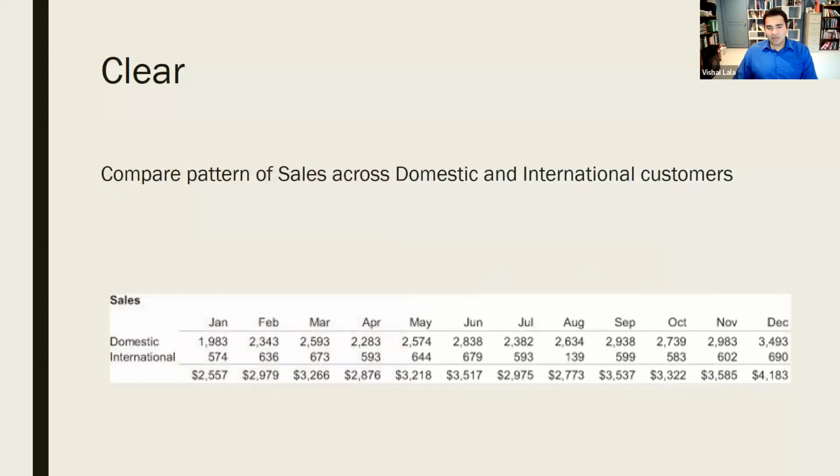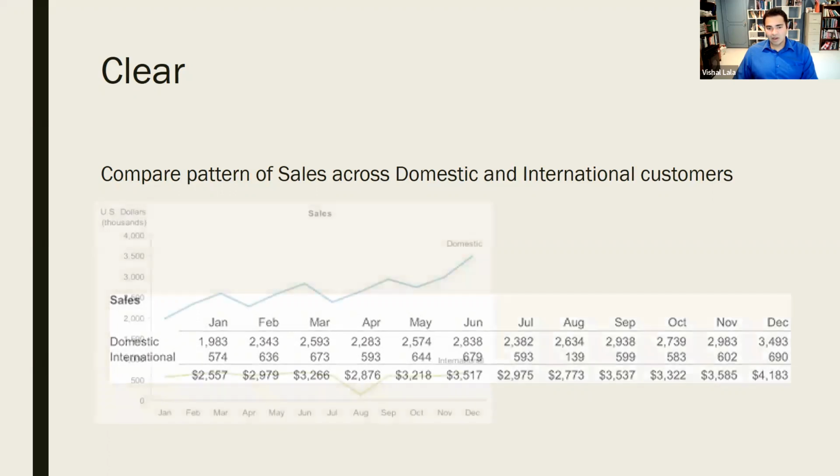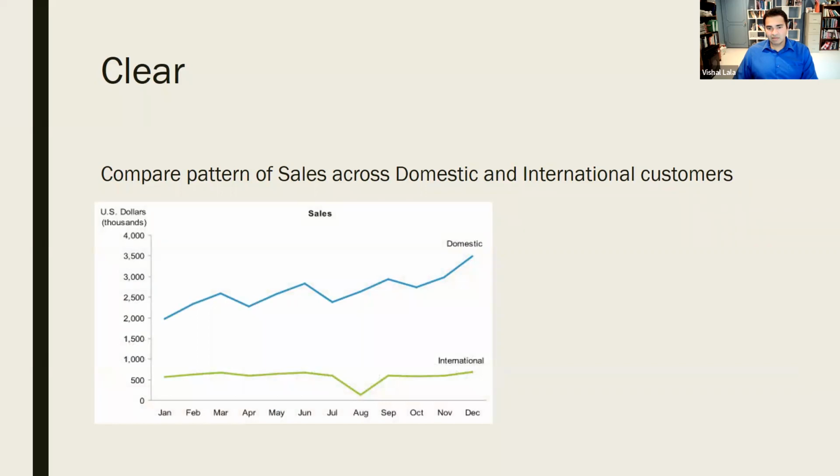Here's yet another example of the same point. The goal here is to compare pattern of sales across domestic and international customers. If you carefully look through these numbers for the months January to December, for domestic and international, maybe you'll spot a trend, maybe you'll spot aberrations, maybe you'll see outliers, or maybe you'll see seasonality. But I assure you, it's going to be more difficult to look for those trends here than it would be in a graph. Hopefully you agree with me.